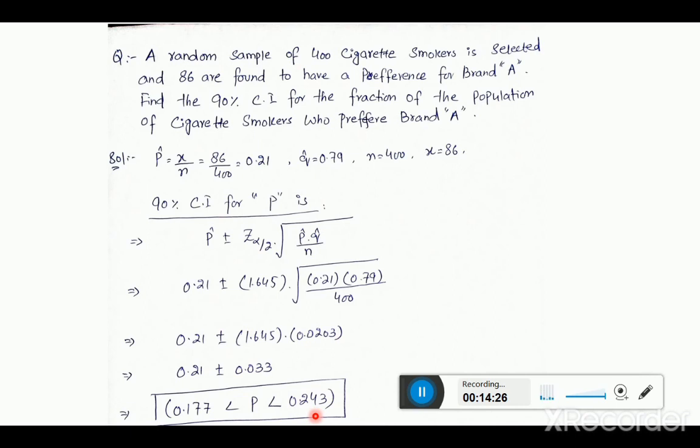Now once add up and once subtract. Subtracting you get 0.177 and adding you get 0.243. Converting to percentages, the true population proportion of smokers who like brand A will start from 17.7% up to 24.3%, and about that we are 90% sure or 90% confident. So this is a 90% confidence interval that the actual proportion value will exist between 17.7% and 24.3%. Hope a bit of the idea will be clear.